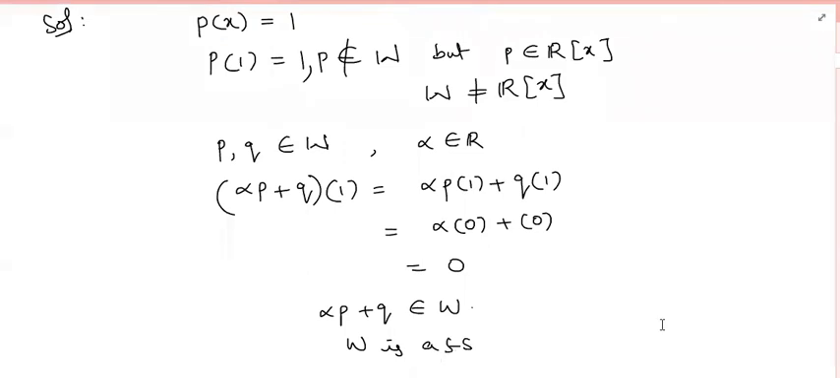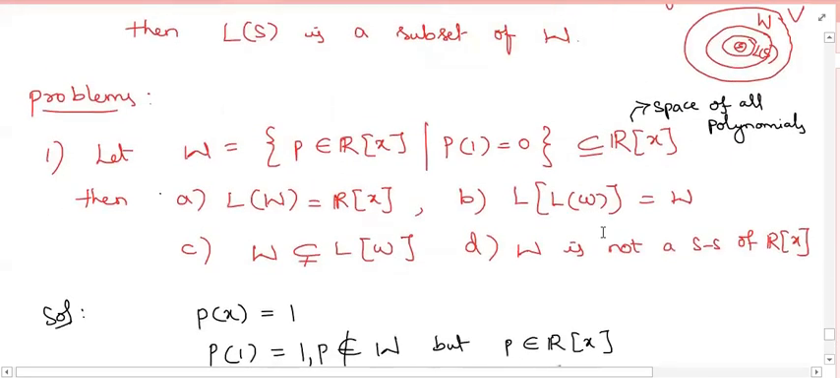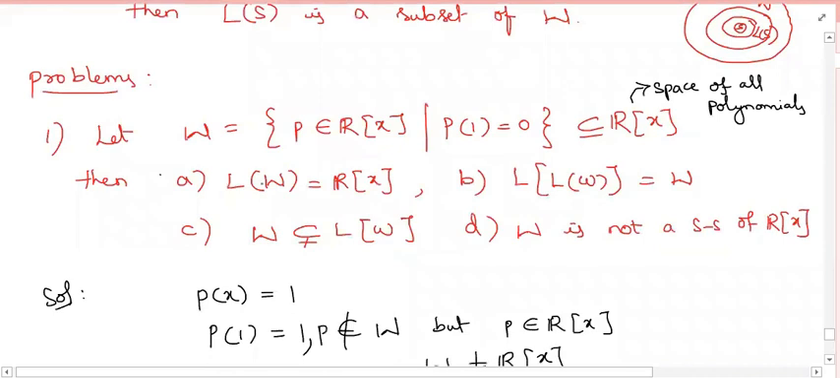Once you see W is a subspace, we can clearly say that L of W is W only. So W equals L of W. We know that property I have stated, W equals L of W. So we have proved that L of W is not R of X. By proving W is a subspace, we can see that the first option is not correct, and C is also not correct.